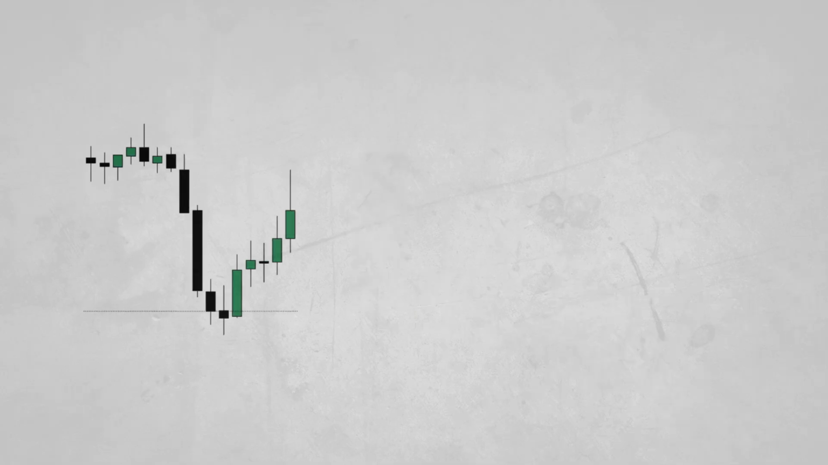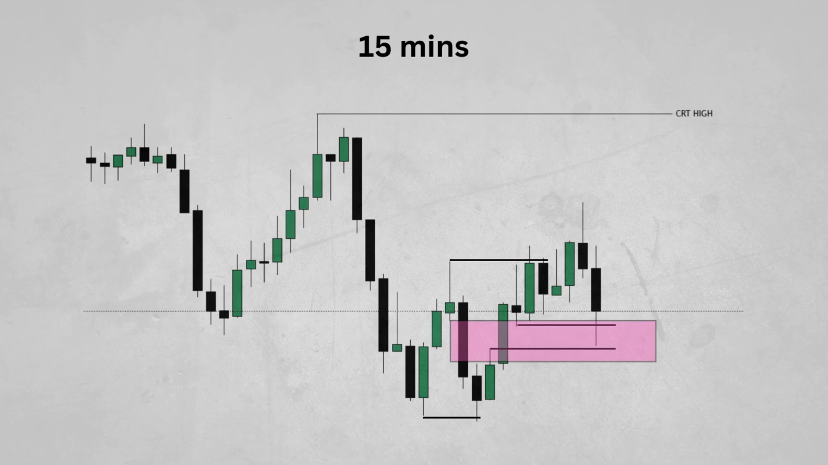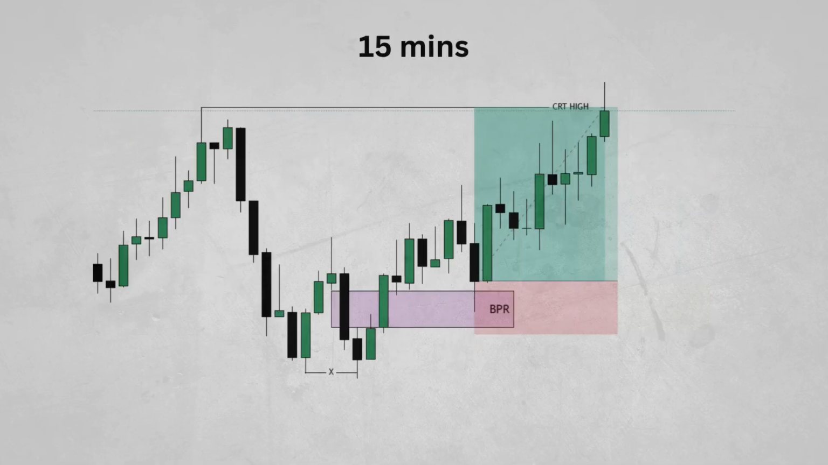On the 15-minute chart, the first thing that catches my eye is this sweep of liquidity that eventually broke structure to the upside. And not just that, price is currently sitting inside a fair value gap. If you look closely to the left, you'll also notice an inverse fair value gap. Now, when a fair value gap and an inverse fair value gap overlap, that area becomes what we call a balanced price range. So we take our trade from there, stop loss just below the balanced price range, and take profit at the CRT high. And as you can see, take profit got hit.